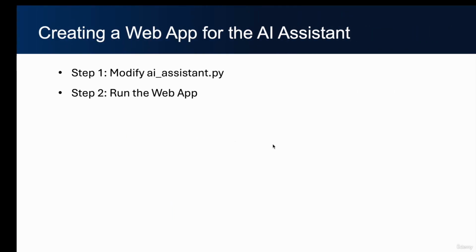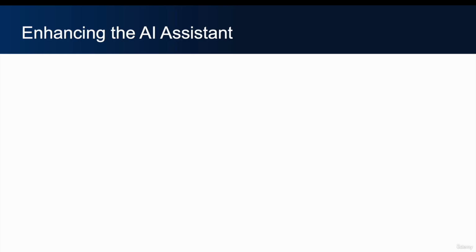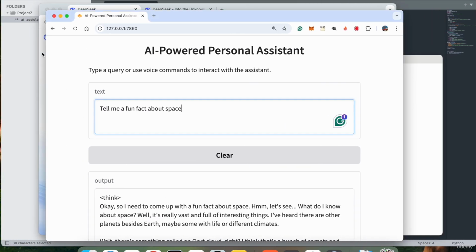So that's perfect. So that brings us to enhancing the AI assistant. The next thing that we can do is expand the functionality. The assistant can perform additional tasks like checking the weather using APIs. You can set reminders. You can send emails. You can modify the assistant code.